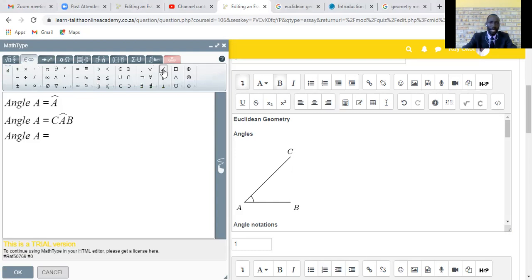Yes, this symbol is also used to represent an angle. So we could say angle A. So when you see this symbol used before a letter, just know it is indicating an angle. So at least now we know how to denote an angle. We now know how to write an angle.